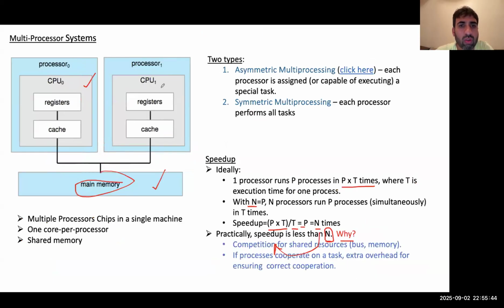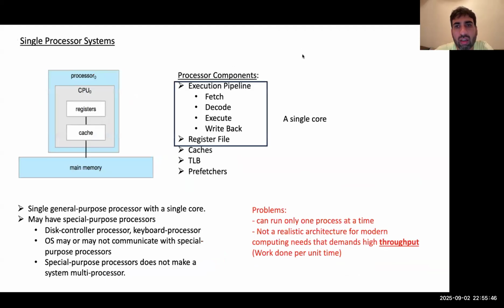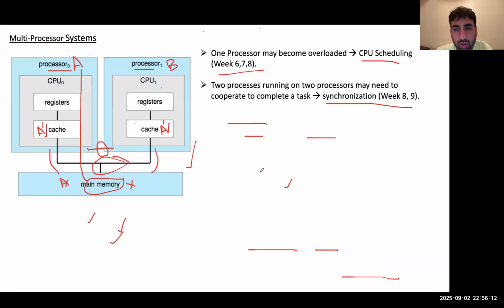If you want, I can go quickly back to the first slide here. So these are the processor components, let's say, execution pipeline, register file, caches, TLB, prefetchers. So this is the processor, and this thing in the block is a single core, okay? Or maybe you can also optionally include the L1 cache as a part of the core and L2 as part of the CPU or processor. I hope it answers your question. If not, let me know.